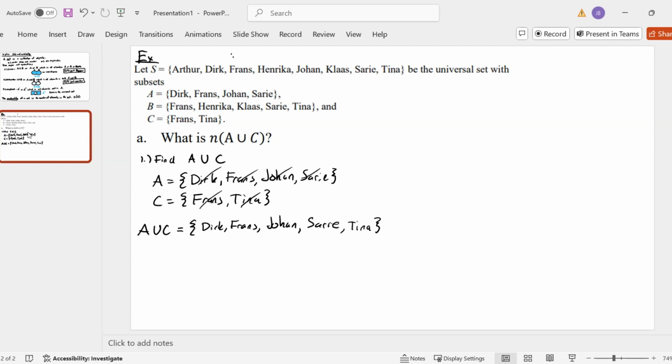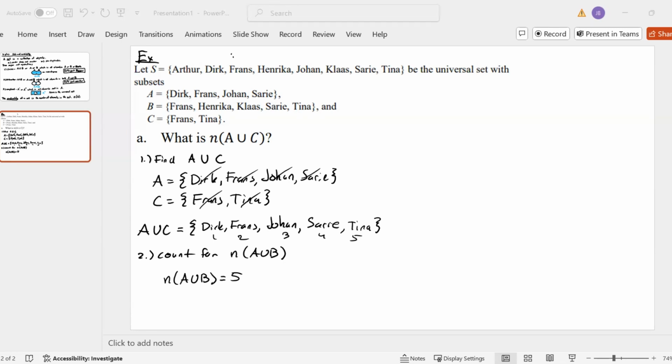So that's the union. And then step 2 is just count now. Count for N of A union B. So N of A union B is equal to 1, 2, 3, 4, 5. So 5. And there we go. Any questions on that? All right, so the next example that we're going to do is this one. So this one has the complement in it, so we'll have to take that into consideration.